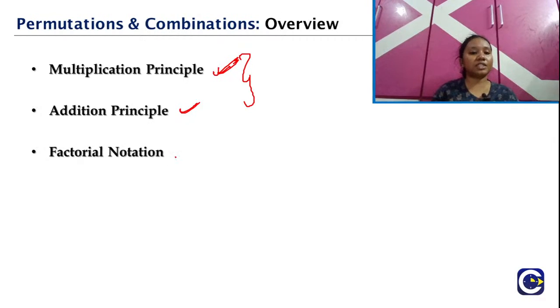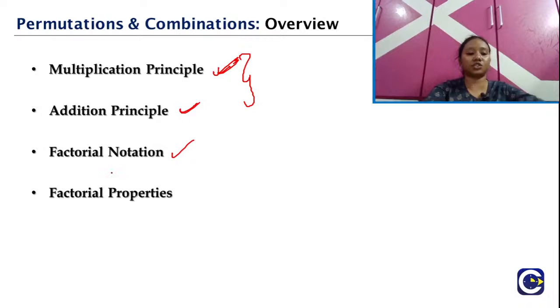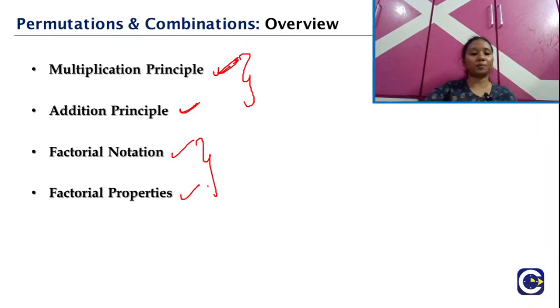And the next concept that we are going to cover is factorial notation. We'll be seeing what this factorial is, how we are going to represent the factorial, the basic definition of it, and all the properties which are related to factorial, which are nothing but the factorial properties. And while dealing with this, we'll even discuss some shortcuts where we can easily get the factorial value. So these two are together our factorial notation as well as factorial properties.